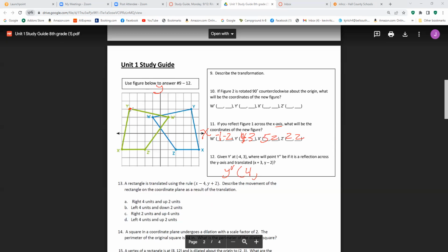Let's see, 1, 2, 3. Okay, so then we're going to take that coordinate, and now we're going to shift it right 3 and then down 2. So for our x coordinate, we're going to add 3, and for our y coordinate, we're subtracting 2. So the final answer would be at 7, 1. That's our final answer. Y double prime is going to be at 7, 1.